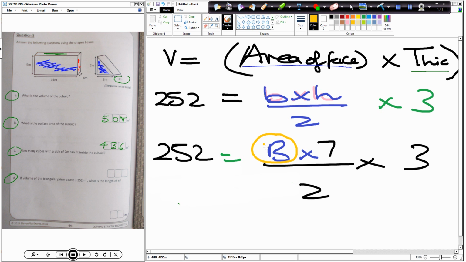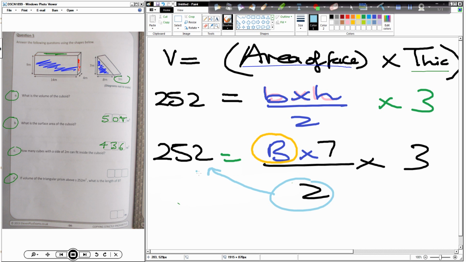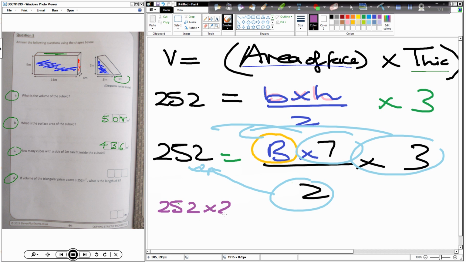So we need to work out the value of B. So we need to get rid of all this other stuff here. So we got 7 times by 3, which is 21 divided by 2. So the opposite of divide by 2 is? Time by 2. And the opposite of time by 3 and time by 7 is? Divide by 7 and divide by 3. So we need to now do, on the next line down, 252, we're going to times it by 2, and then we're going to what? Divide it by, so we're going to divide it by 7, and we're going to divide it by 3. Okay, so what we can do, we'll just write down here, divided by 7, and divided by 3, and get rid of that line in between.